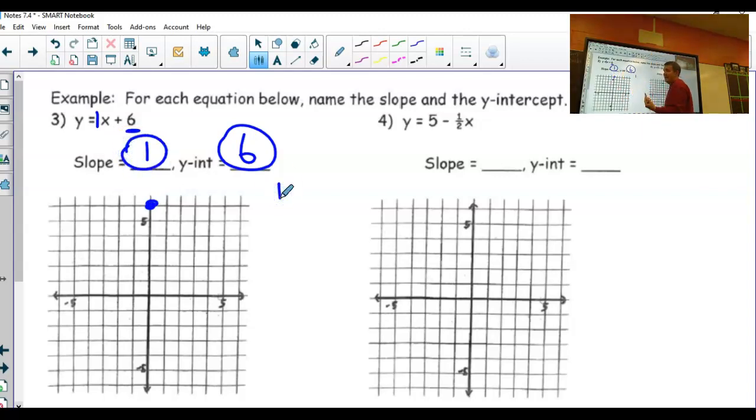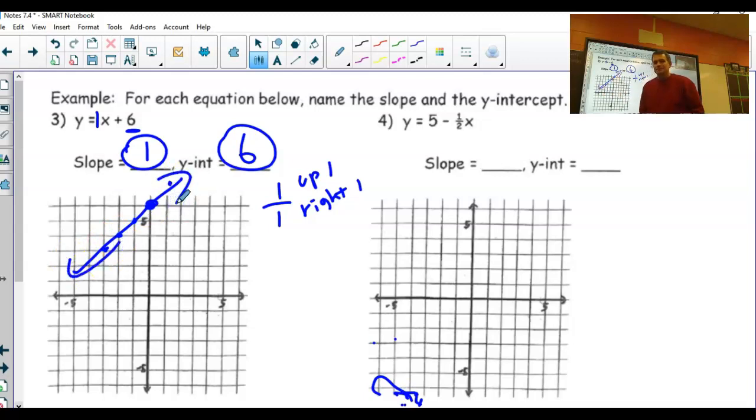Now again, 1 is not a fraction, so I'm going to make it a fraction. And a slope of 1 is telling me to go up 1, right 1. But you say, oh no, I can't go up 1. I'm out of graph. I mean, I guess I could go like here. But you know what you're allowed to do? If you don't have room to go up 1, right 1, go the other direction. Instead of up and to the right, go down and to the left. Same thing. See how those make a line? Down and to the left, down and to the left, and you get your line.